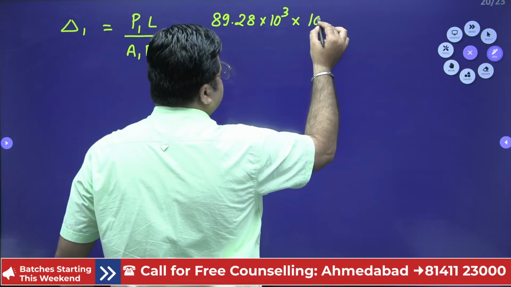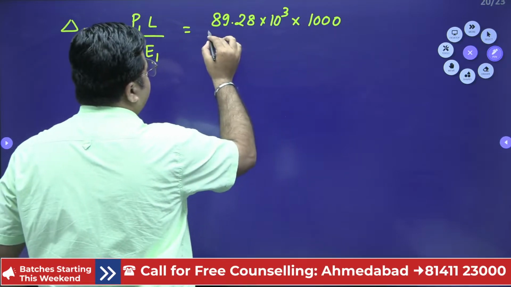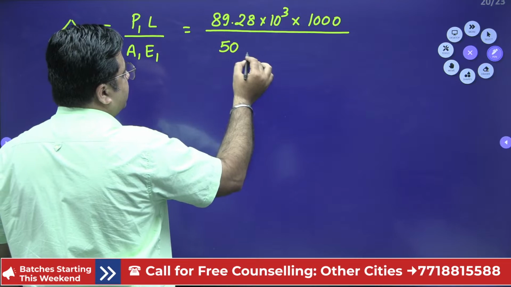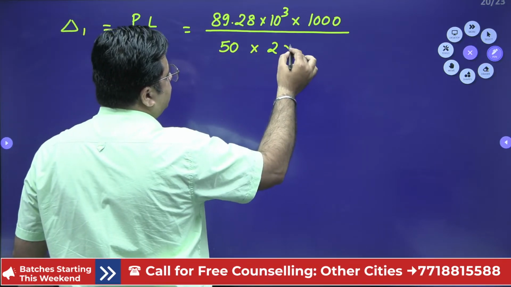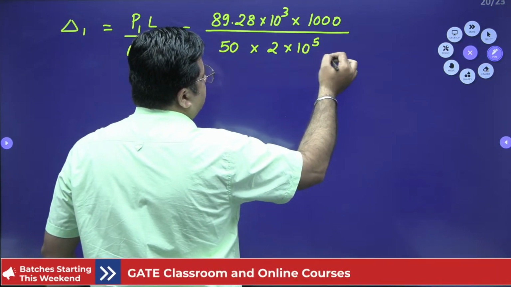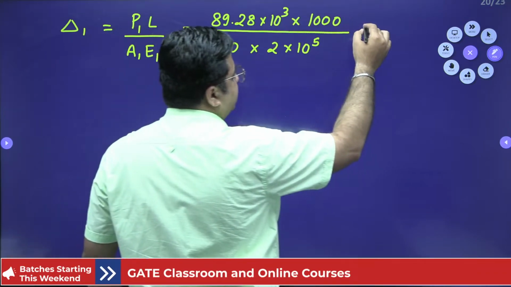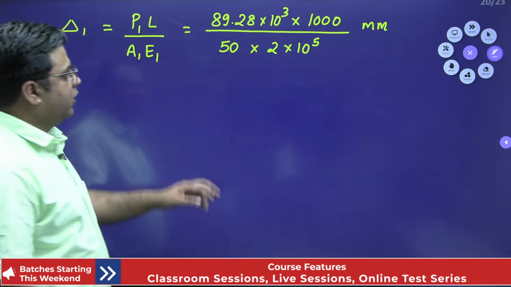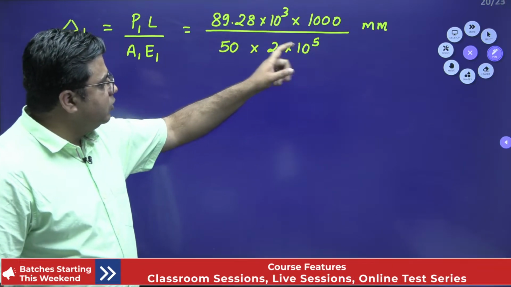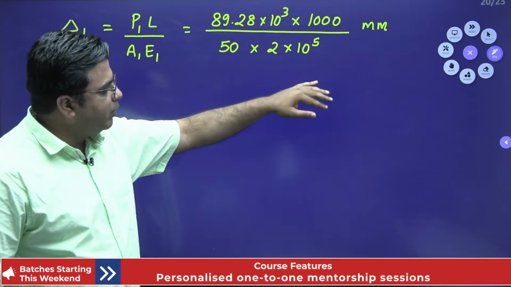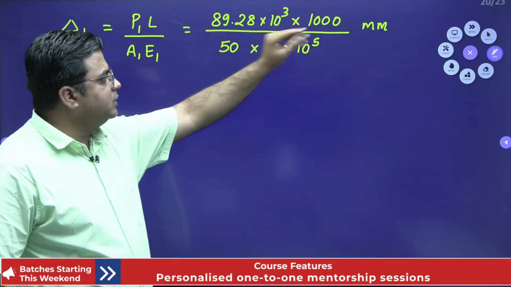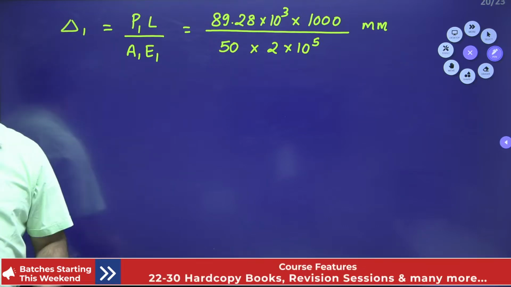So this is 1000 mm divided by A1. A1 is 50 mm square and E1 is 2 into 10 raised to power 5. So this mm will get cancelled and you have mm as the final answer. Newton and Newton cancel out. This mm square and the mm square in the denominator of megapascal will cancel out and you have the final answer in mm. So we get the deformation delta 1.